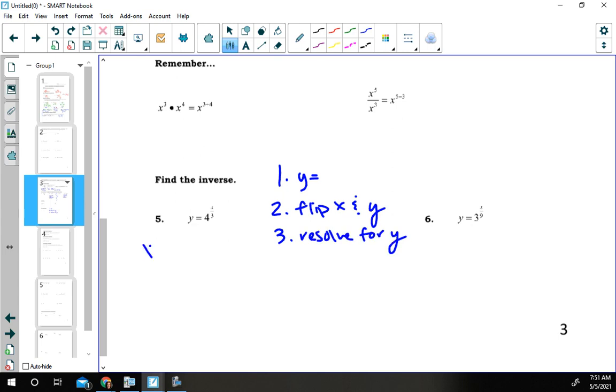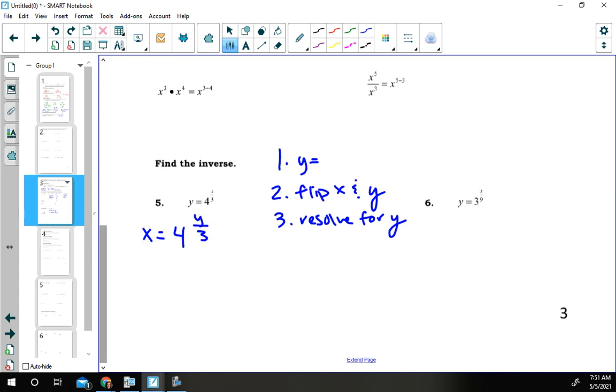So in this instance, I have x equals 4 to the y divided by 3. Second step, I did my flipping of x and y. Third step, I need to solve for y. So I can't move the 3. The 3 is in the exponent. So if I'm stuck, I convert to the other form. I'm going to convert to log. So log, the base that's holding up the exponent, holding up the house, is 4.